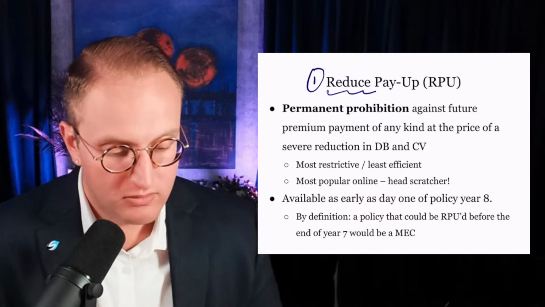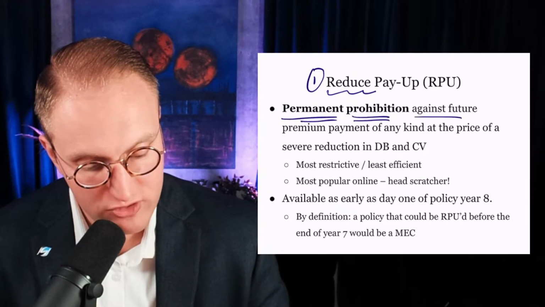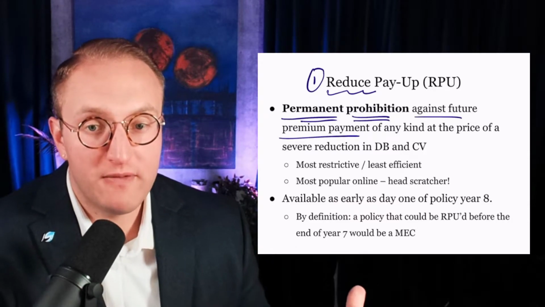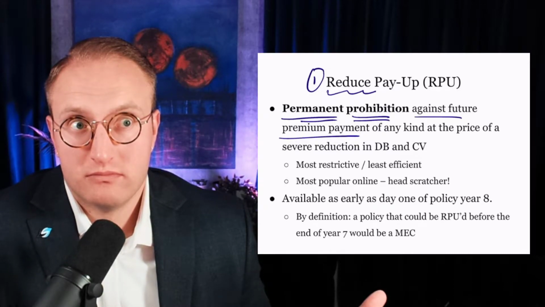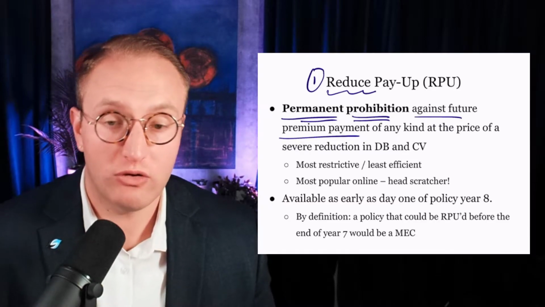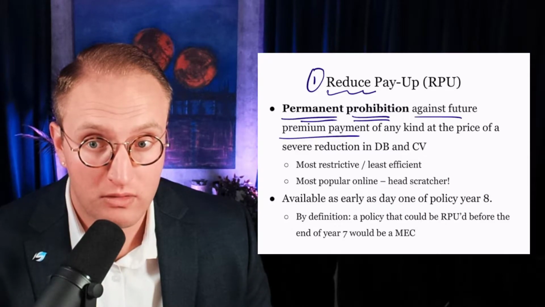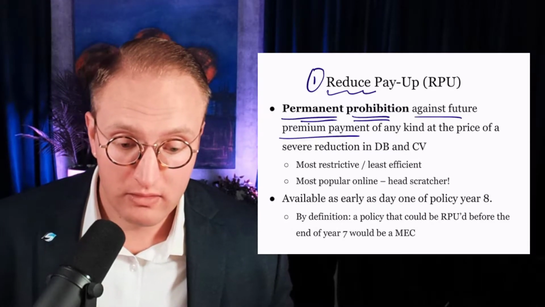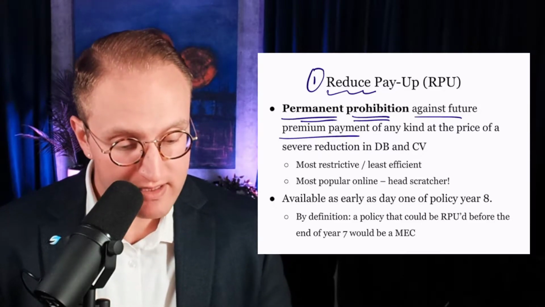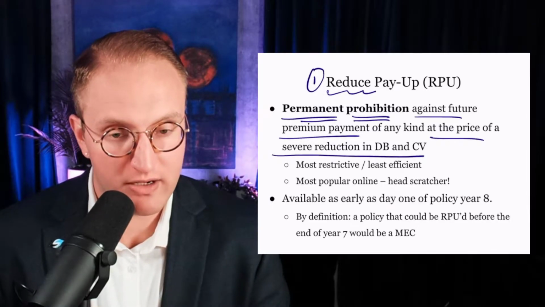Put differently, though, RPU is a permanent prohibition against future premium payment. If I've fully paid for the death benefit, well, it's paid for. So there's not going to be other premiums in the future. Okay, you don't have to pay premium in the future, but you also can't pay premium in the future. And if premium payment's a good thing, then maybe I don't want to do that. And it does come at the price of a severe reduction in death benefit and cash value.